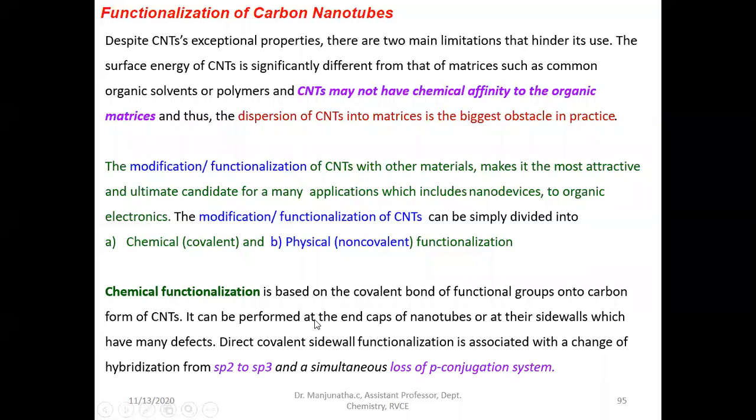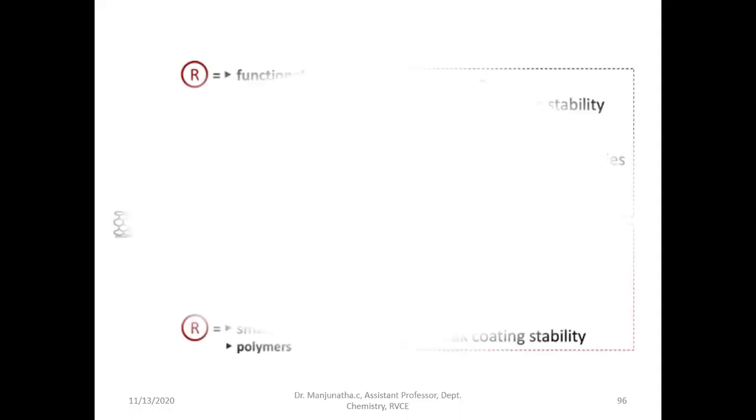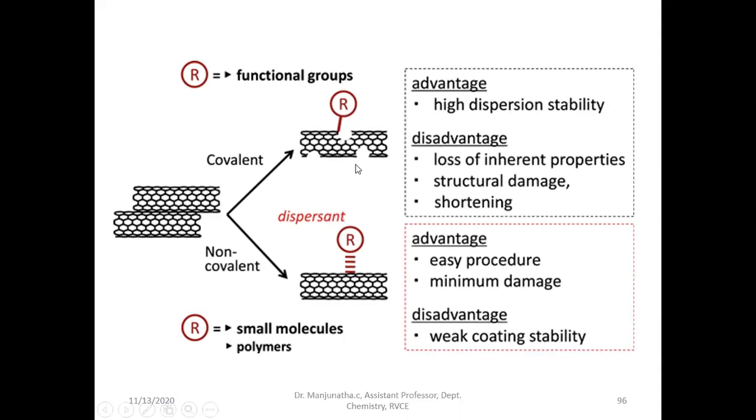When you go for covalent functionalization, meaning when you attach some groups to a carbon atom, that sp2 hybridization of carbon in CNT changes to sp3, and it loses the pi conjugation system, because when you attach some groups to a carbon atom, it forms 4 sigma bonds. In pure CNT, the carbon atom has 3 sigma bonds and 1 pi bond, and that 1 pi bond breaks down and attaches to a functional group.